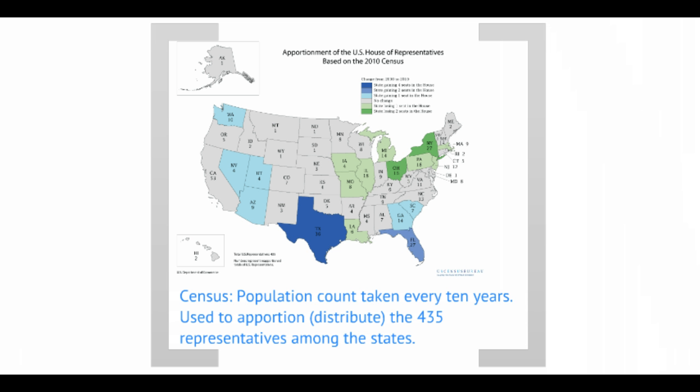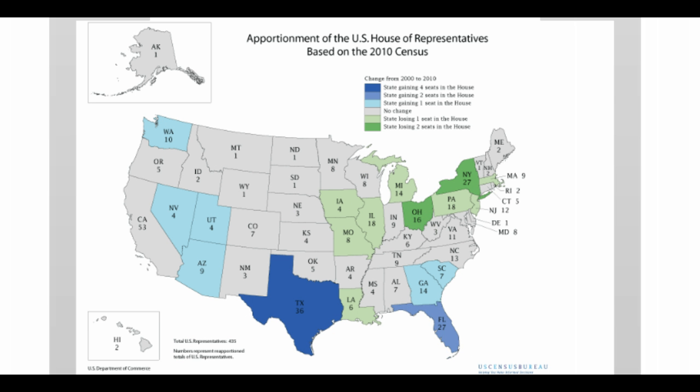In order to determine the state's population, the Constitution includes a provision for a census, or a population count, taken every 10 years in years ending in 0. This map from the 2010 census shows the states that gained and lost members and representatives in the House.